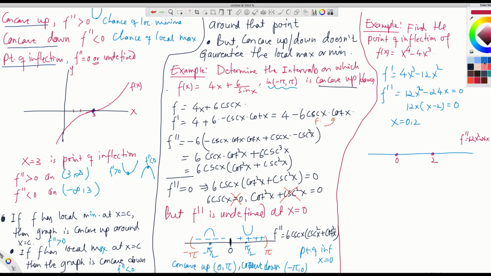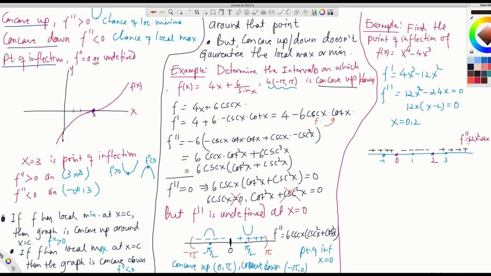Now let me take a test point here. I want to take test points -1, +1, and then 3. If I plug in -1, I will get a positive sign. You can use a calculator to plug in -1. If I take +1, my sign will be negative. The second derivative will be negative here. And if I take 3, the second derivative will be positive. Okay, so this is what I get.